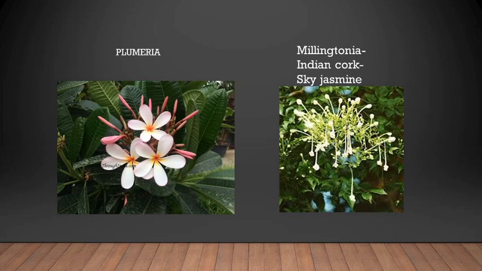Yes, it is a typical Indian cork or sky jasmine, which is called Millingtonia in English. Millingtonia. Remember it as sky jasmine. Sky jasmine. Millingtonia.